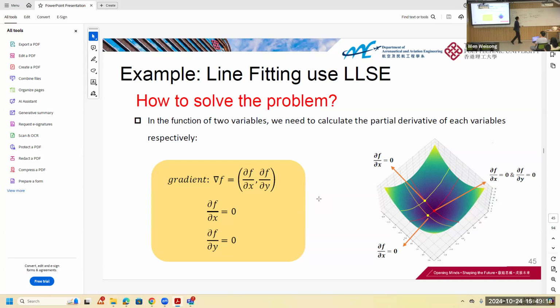So in this case, you need to calculate the partial differential for A, right? And also calculate the partial differential for B. Okay, this is the same.